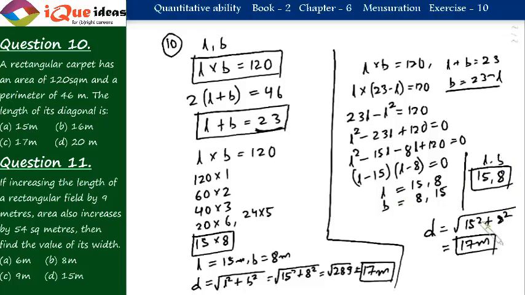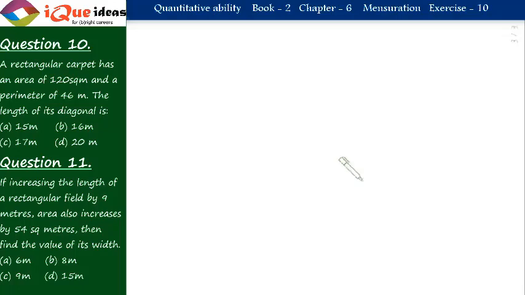Now let's take up the next question, question number 11. It says, if increasing the length of a rectangular field by 9 meters, area also increases by 54 square meters, then find the value of its width. So let's say the original length and breadth were L and B, and the new length and breadth would be L plus 9 and breadth is B.